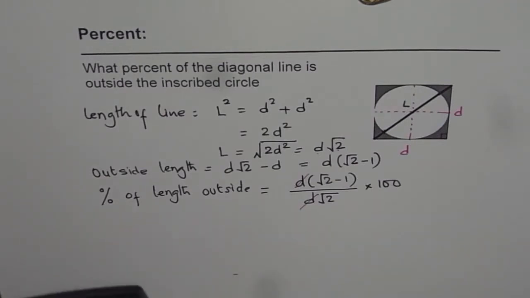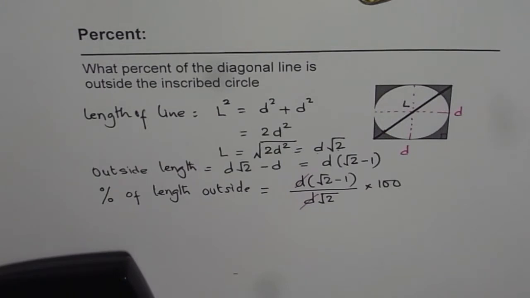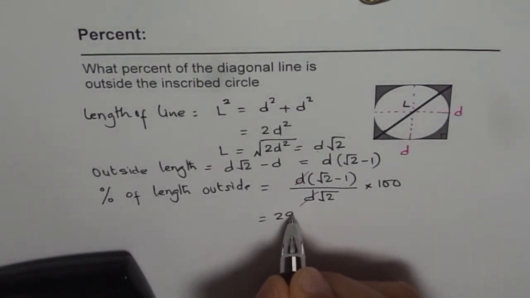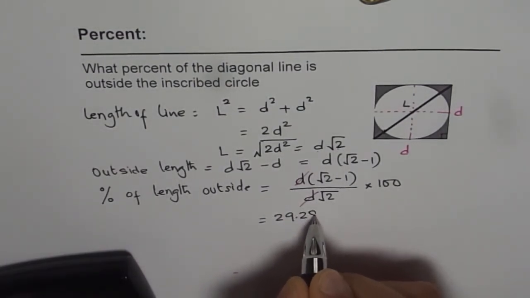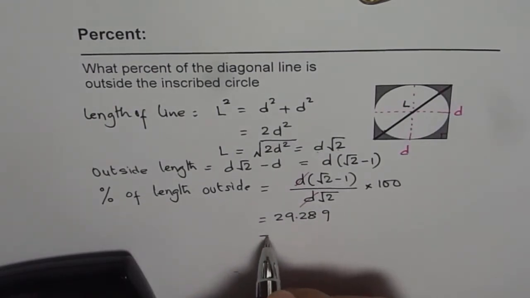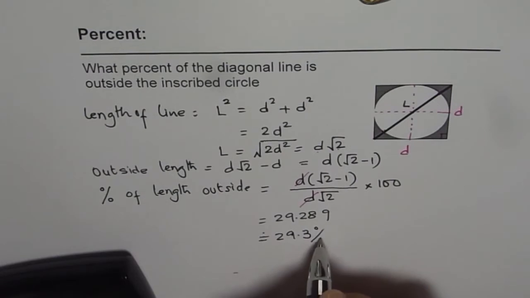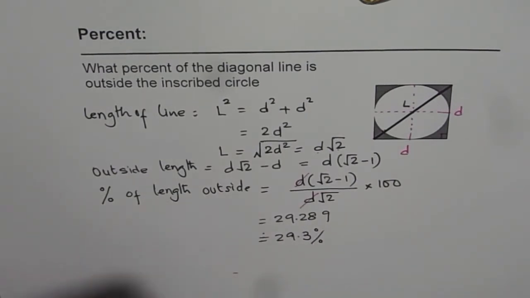Let's use the calculator and figure it out. So we have square root of 2 minus 1, divided by square root of 2, times 100. What do we get? We get 29.289, which we can approximate to around 29.3%. So that is how we can calculate.